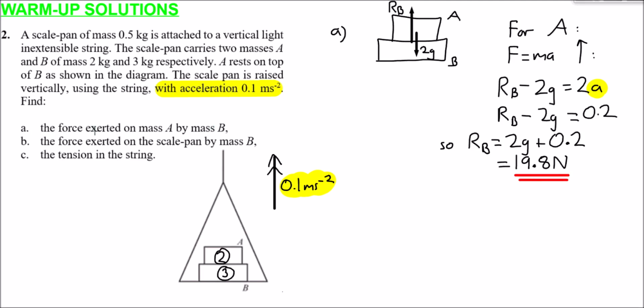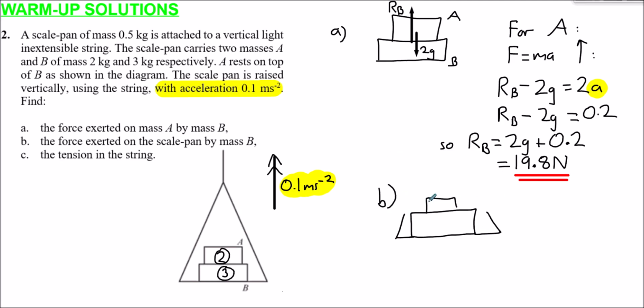Next, we need to find the force exerted on the scale pan by mass B. So similar for part B, I'm going to do the same idea. I'm just going to sketch on here the forces acting from B on the scale pan. So if I sketch a similar system here, like I did before, this is B, and this is the scale pan. In fact, never mind. I'll move this slightly out of the way. So I'm going to draw on the surface of the scale pan here. That's going to be A on top.